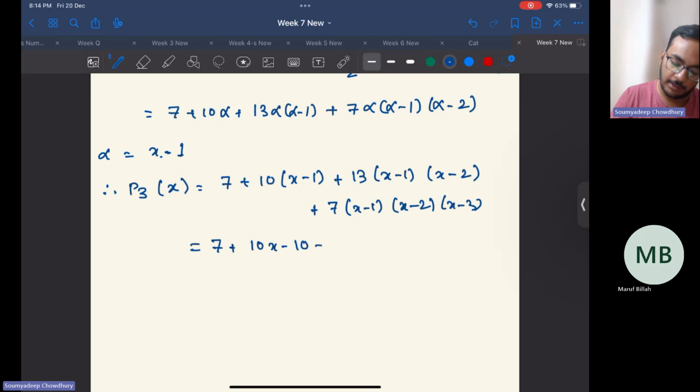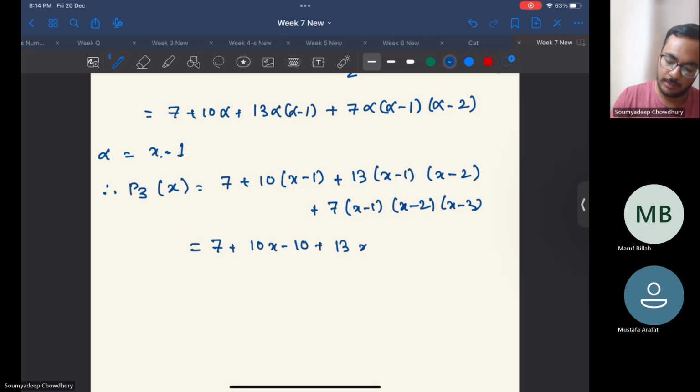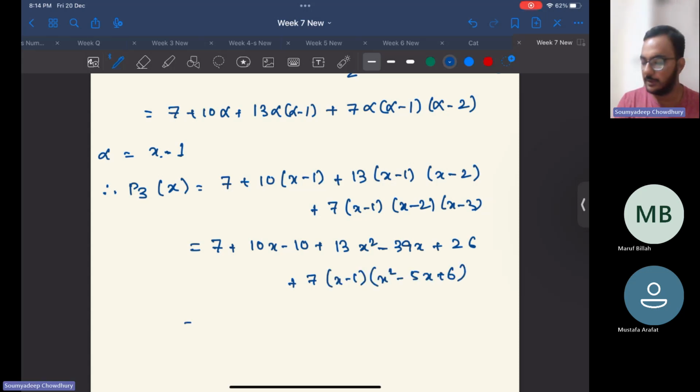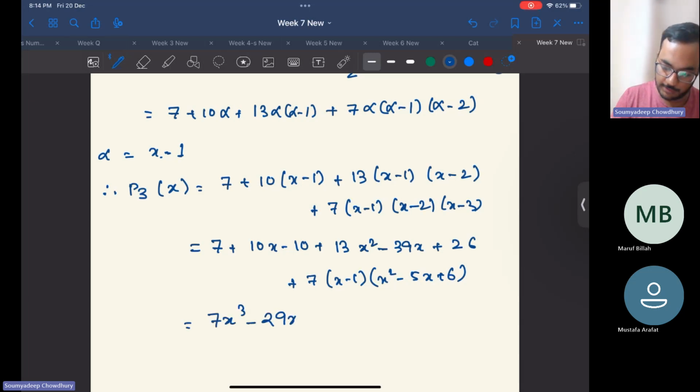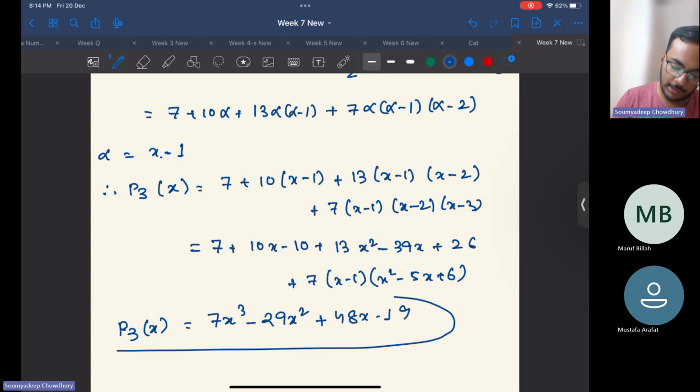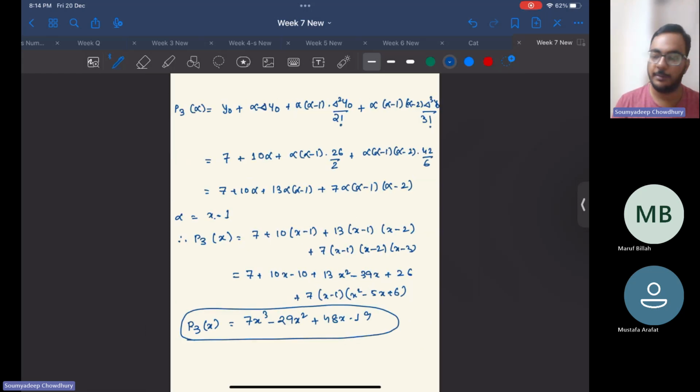7 plus 10x minus 10, 13 x square minus 39x plus 26, into x square minus 5x plus 6. If you simplify this one, it will be 7x cube minus 29x square 8x minus 90. So this is your P3 of x. This is the polynomial equation of the third degree polynomial that represents your data. This is obtained using the Newton's interpolation formula.